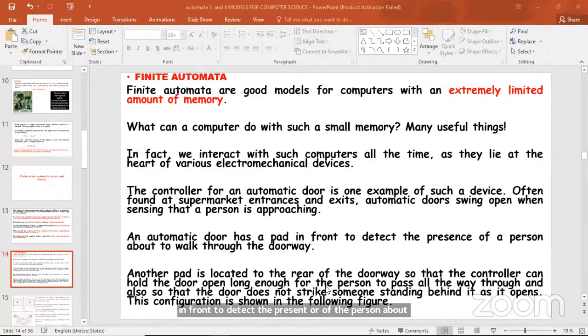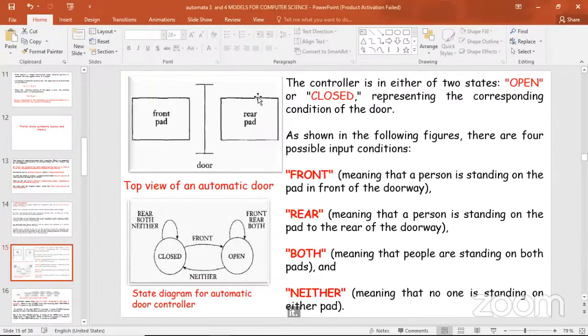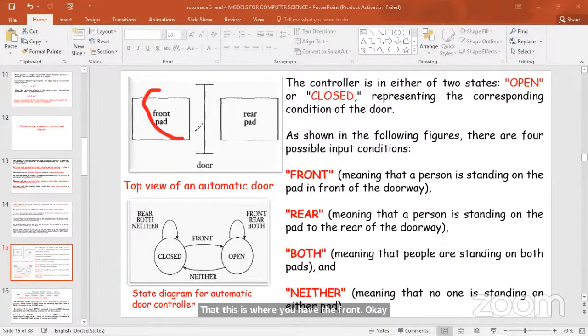Another pad is located to the rear of the door so that the controller can hold the door open long enough for the person to pass all the way through. Also, so the door does not strike somebody standing behind it as it opens. This configuration is shown in the next slide. So you have the front panel here. So this is the door.